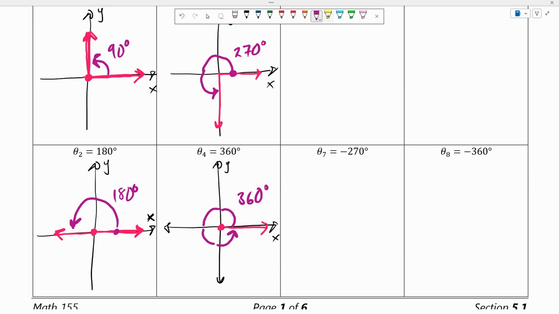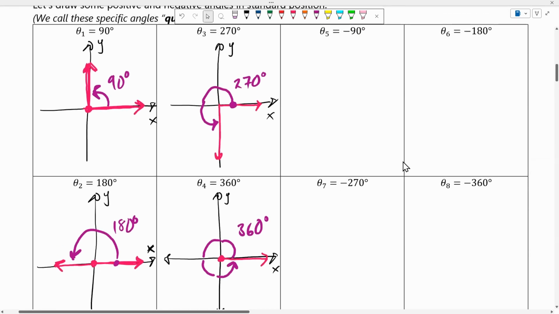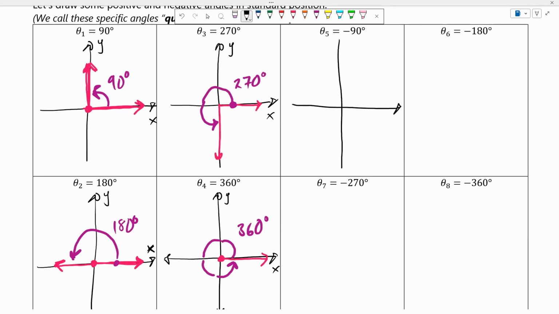Okay. Now notice all of these are positive angles, right? And notice what direction I went. I went in the positive direction. I went counterclockwise, right? Everything changes, right? That direction changes when we have negative angles. Okay. Okay, so let me do the first one. Negative 90 degrees.